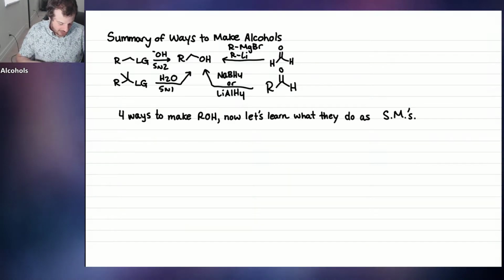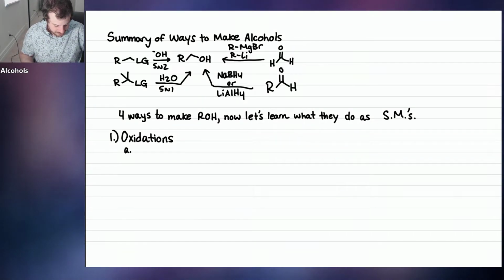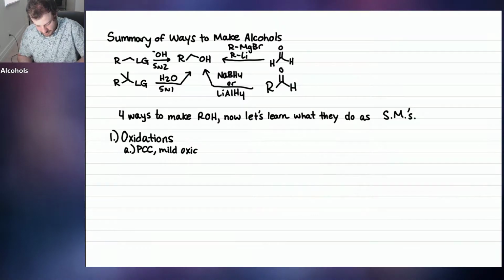The first class of reactions that alcohols can do are called oxidation reactions. And the first oxidation reaction that we're going to look at is something called PCC. PCC is a mild oxidant. I'll show you the structure of PCC down below, but let's first see what it does. And what it does actually depends on which type of alcohol you start with.